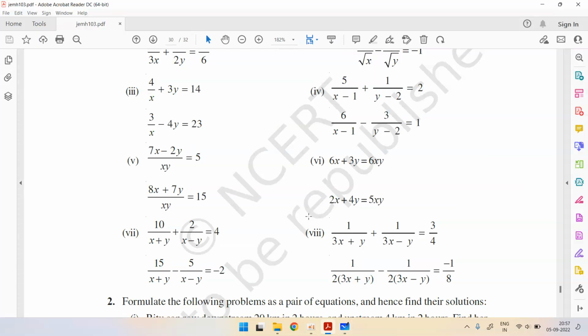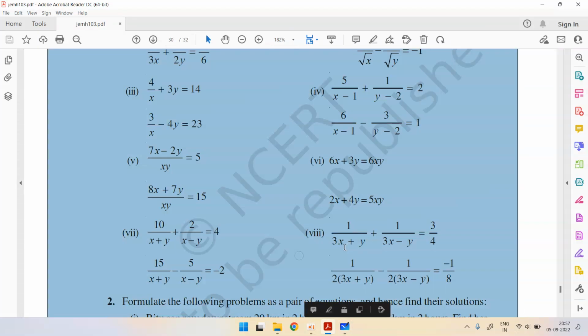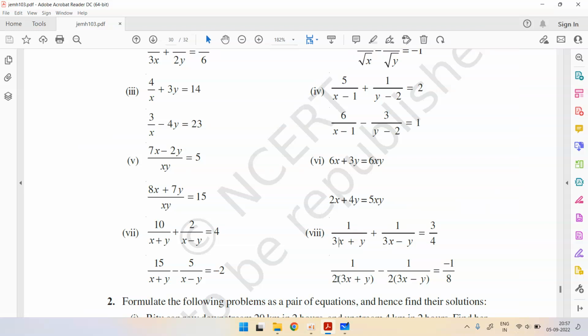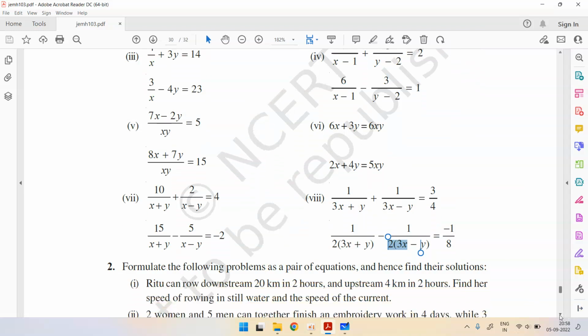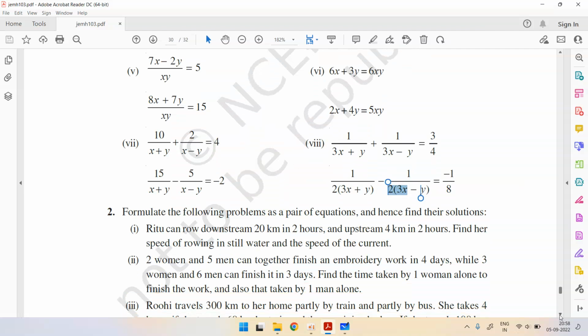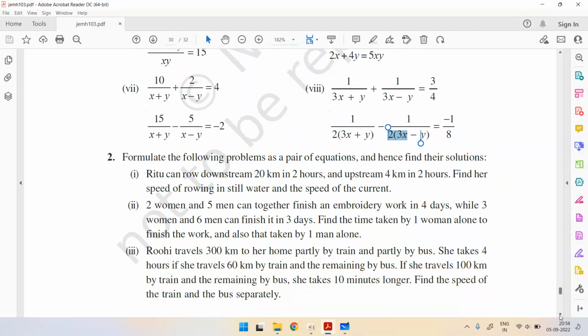Here I have done the same thing. You can see that 3x plus y is common, and 3x minus y is common, so you have to take 1 by 3x plus y as u and 1 by 3x minus y as v. If you put this value here, you will get the values of u and v, and finally you get equations linear in x and y. If you further solve this, you will get the values of x and y, which is your answer.